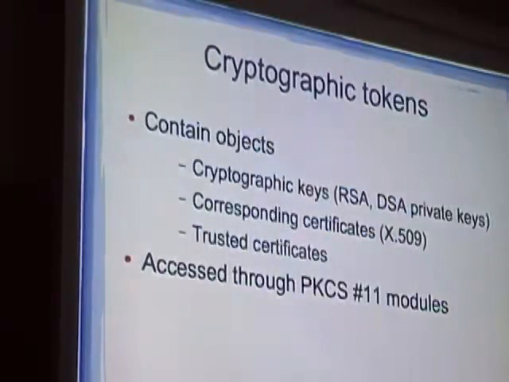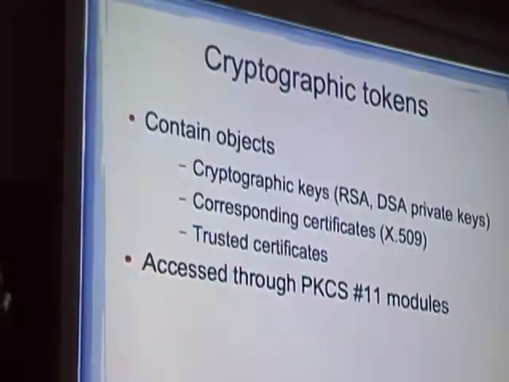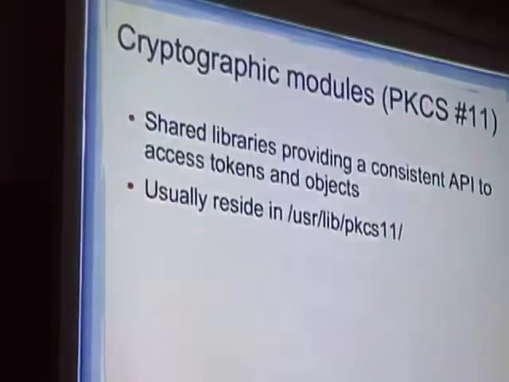What do these tokens contain? They can contain cryptographic keys, the corresponding certificates, and probably a list of trusted certificates. So they can contain stuff that you can use to authenticate yourself to some site or some other party. And they are mainly accessed through PKCS#11 modules. What are these modules? PKCS#11 modules are just normal shared libraries that provide you access to a consistent API, giving you access to cryptographic operations. If you search your system, probably you have some such library in this directory.